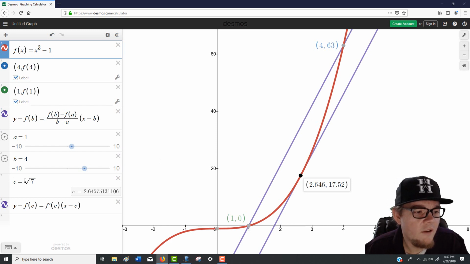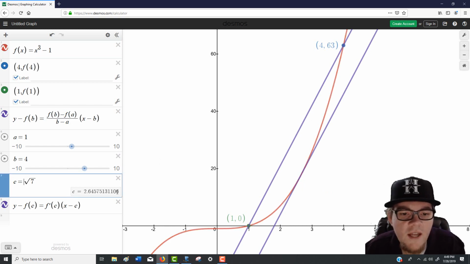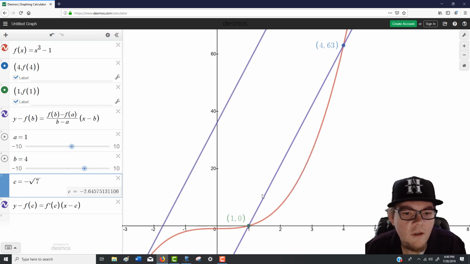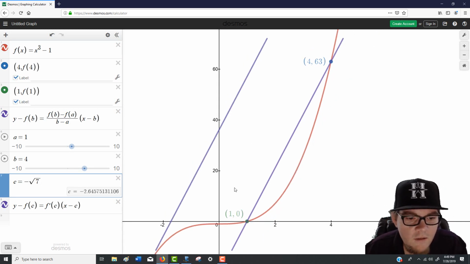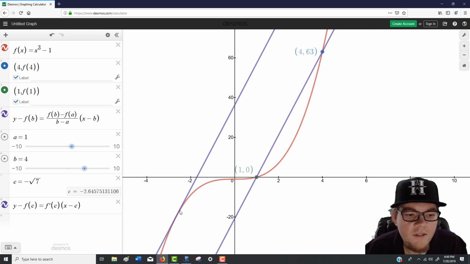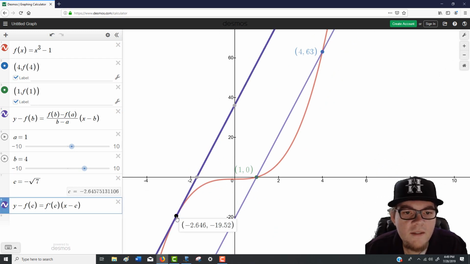Now it's worth pointing something else out. Remember we mentioned that we actually got two values. We got negative root 7 as one of our values instead. If I put in negative root 7, you'll see that although it's a little bit harder to tell, we clearly look like we do have parallel tangent lines there as well. But at the same time, the difference is, notice that this x value, negative 2.646 or negative root 7, is outside the interval that we were looking at. We had 1 to 4.